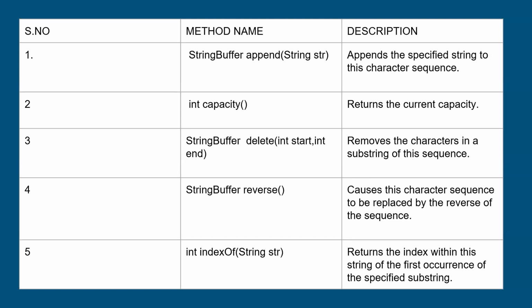Now, if you want to delete, in the sense you are modifying, you can delete specific characters of the given string by specifying the indexes. Index starts from 0 to length minus 1. So whatever characters you want to remove, you can specify their index position. Next, we can use the reverse method, which is used to reverse the given string. And next, we can use the index.